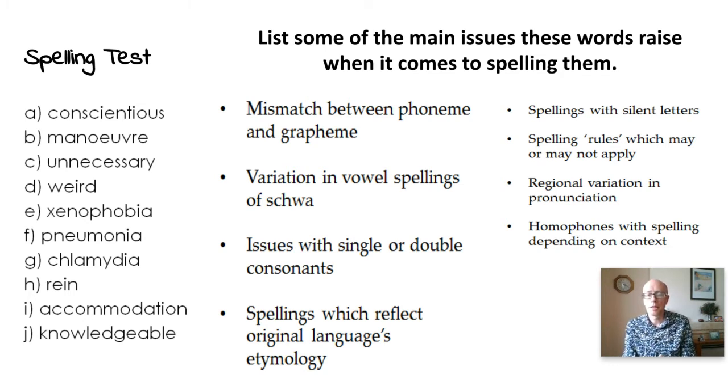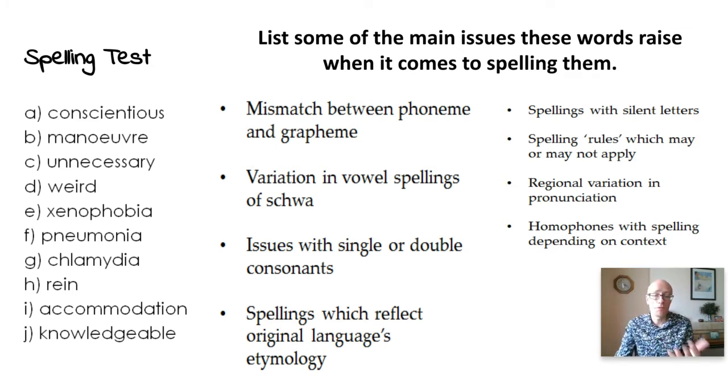The other thing to think about is regional variation in pronunciation, because if children are being asked, as I said before, to phonically sound out phonemes, then the way that a child spells down in London is going to be different to the way that a child spells up in Newcastle, because obviously their phonemes are going to be different, and particularly the vowel sounds. So there's that regional variation in pronunciation.